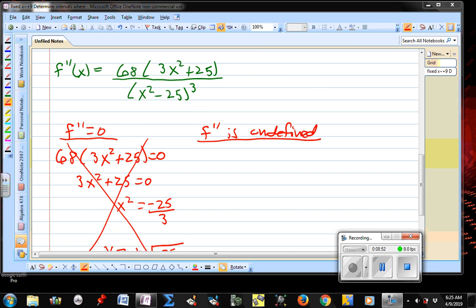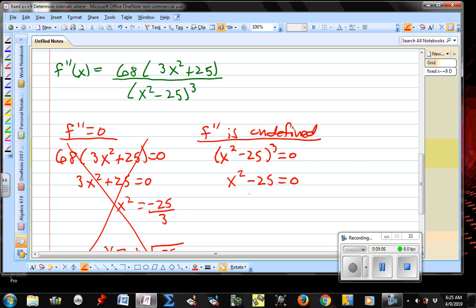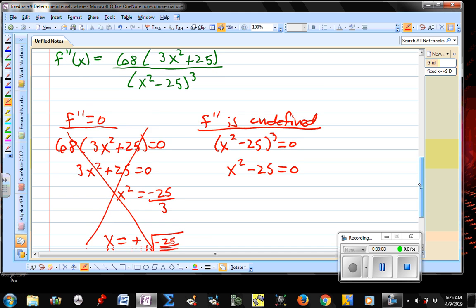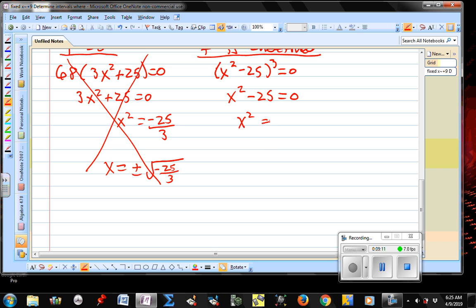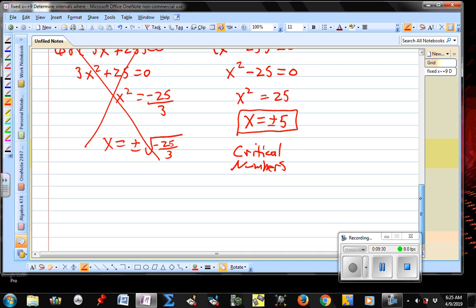Now let's see when f prime prime is undefined. We'll set the denominator equal to 0. We can cube root both sides. The cube root of 0 is 0. Now we can either factor and solve, or just add 25 to both sides and square root. So we get two critical numbers. Now that we have critical numbers, we can make our sign chart and see what we find.